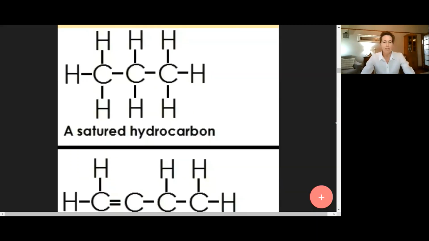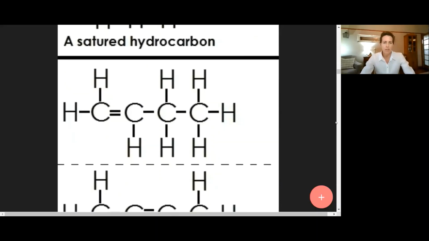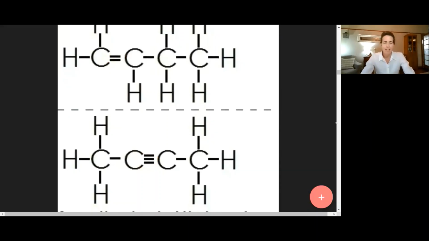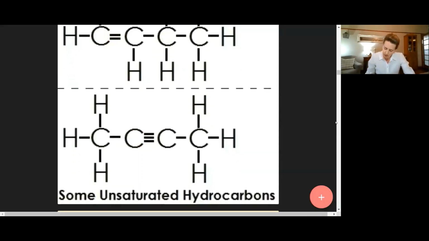Likewise, we can get unsaturated compounds, organic compounds or hydrocarbons that have at least 1 double or triple bond between the carbon atoms. In such a case, we say that these are unsaturated hydrocarbons. An unsaturated hydrocarbon has its carbons not connected to the maximum number of hydrogens.